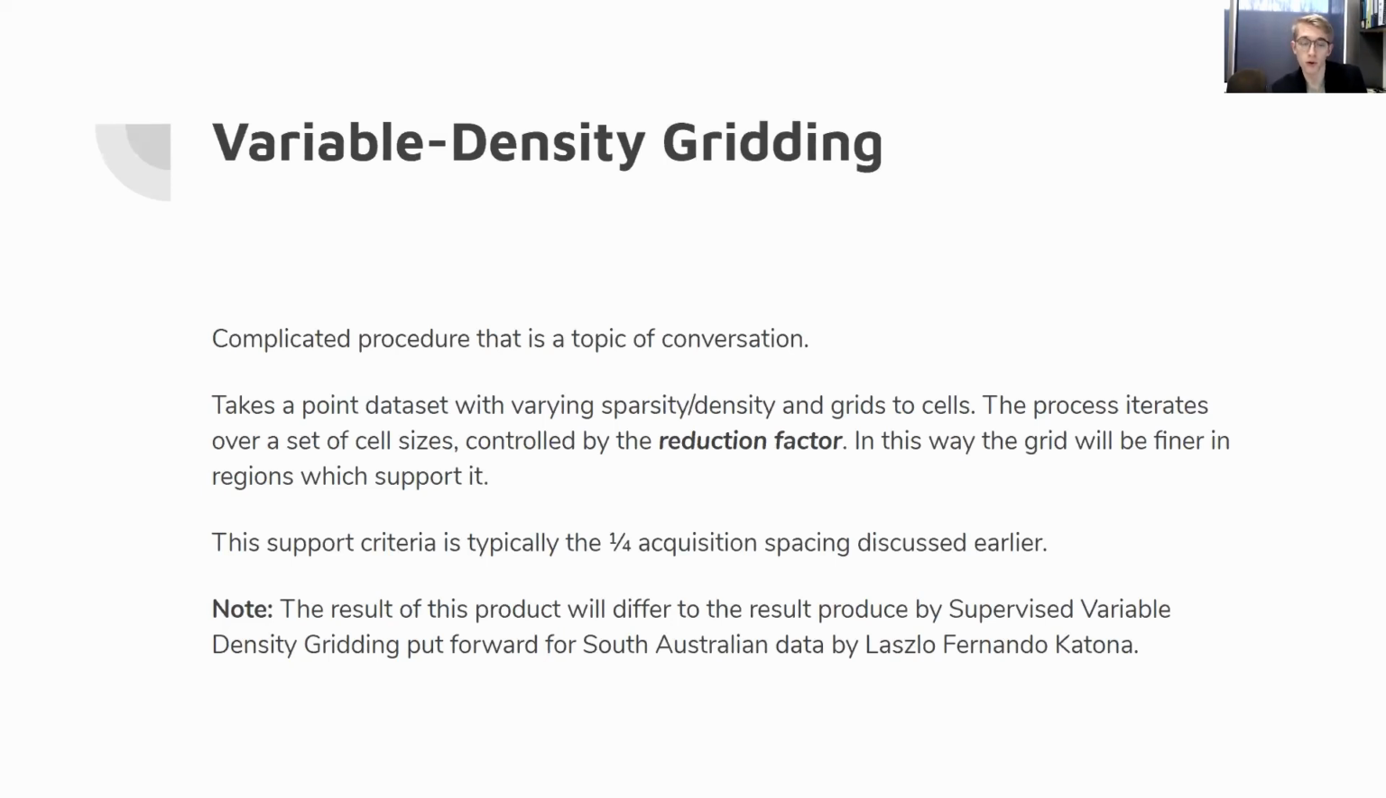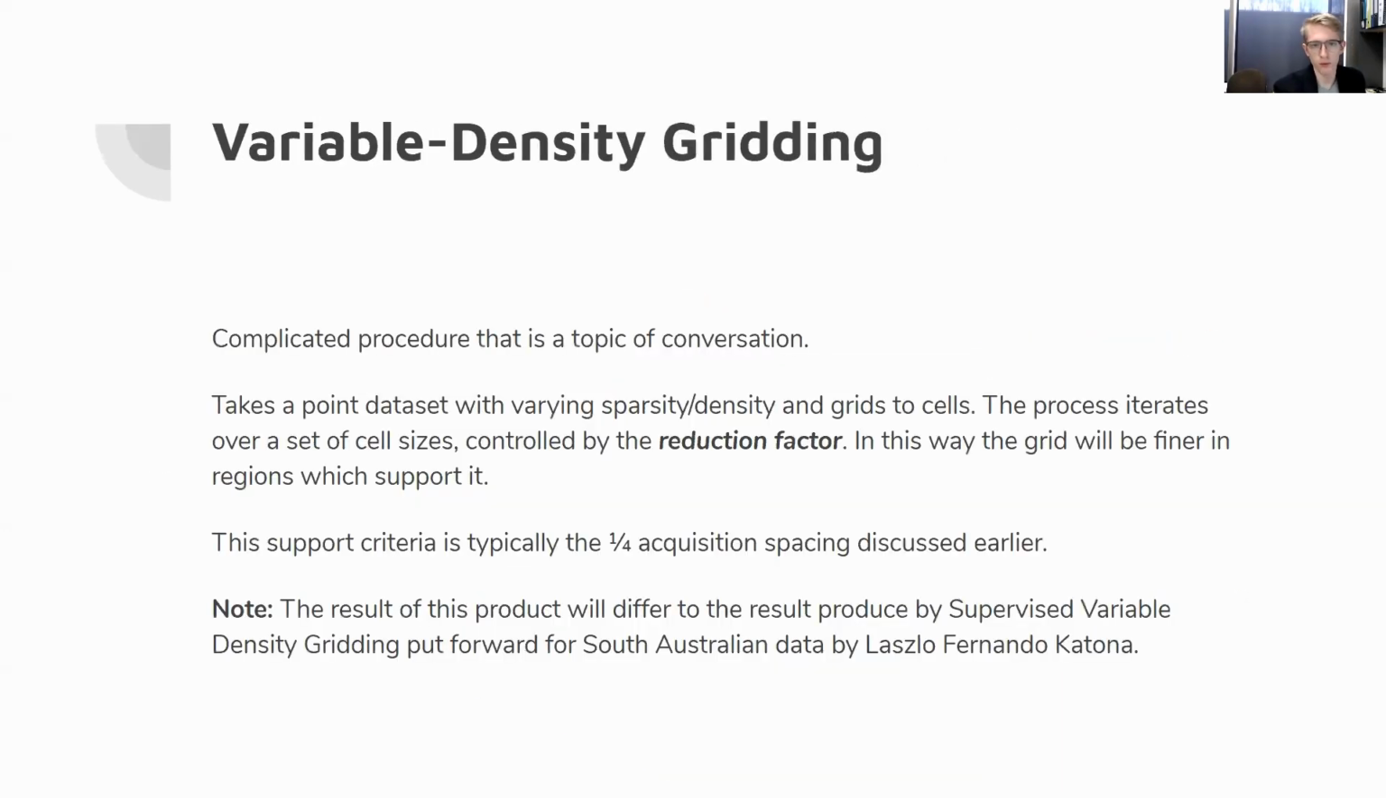Just something to note that the result of this product here in Intrepid is slightly different to a method produced for South Australia by Laszlo for the supervised variable density gridding. So they have a very similar process, but it produces a result that is smoother. And it's a matter of opinion whether or not the smoother is a good thing for the data or a bad thing. Whereas here we do honor the original data, and it does mean the data can be pimply if we're looking at older data that differs in the quality that they're recorded at. So if the original quality of the data is bad, we shouldn't expect our grid to be excellent for sure.